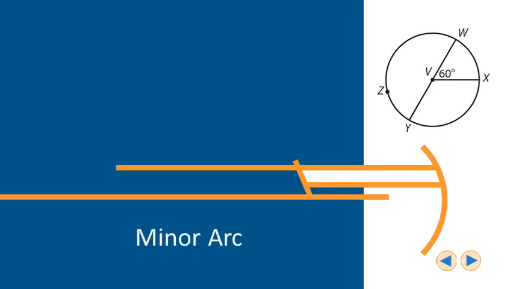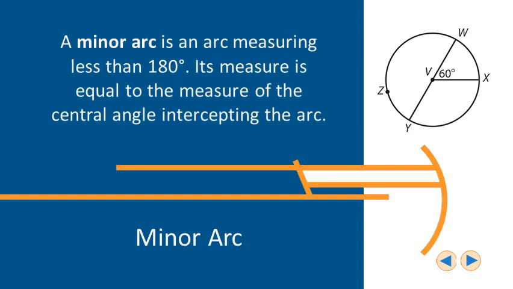How about a minor arc? A minor arc is an arc measuring less than 180 degrees. Its measure is equal to the measure of the central angle intercepting the arc. So a minor arc, it's sort of like an acute angle. Of course, an acute angle is less than 90 degrees. A minor arc is less than a semicircle, is less than 180 degrees. So again, pause the video and ask yourself if you can identify some minor arcs here.